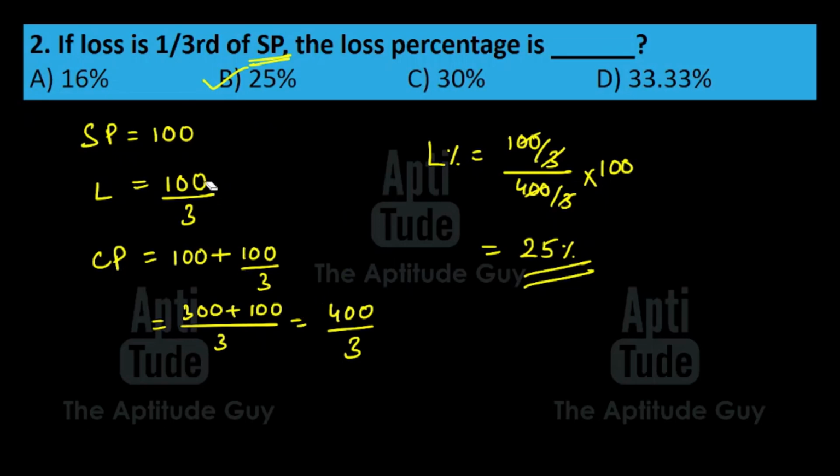Now, why didn't I convert this into decimals? Because this is what it will look like. Then loss will be 33.333333. So cost price will be 133.3333. So loss percentage would be 33.3333 divided by 133.3333 into 100. Would you feel like solving that?